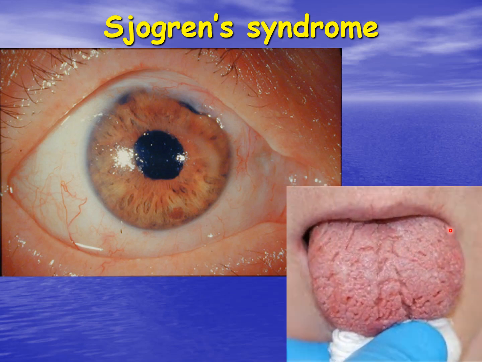This is another common sign that we see in Sjögren's syndrome. It's known as a furrowed tongue, and this is simply because the oral cavity remains dry so often that the dorsal surface of the tongue literally dehydrates.